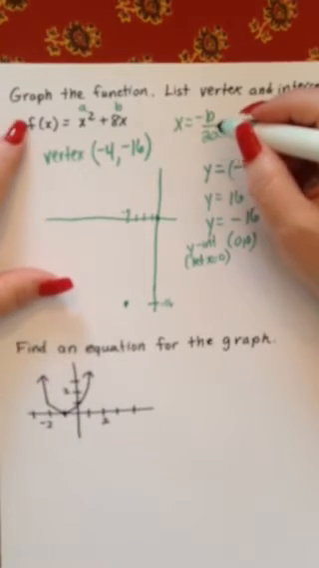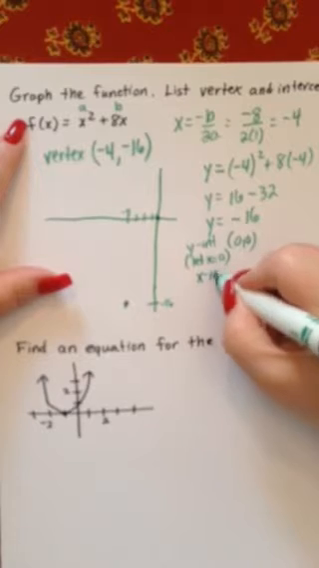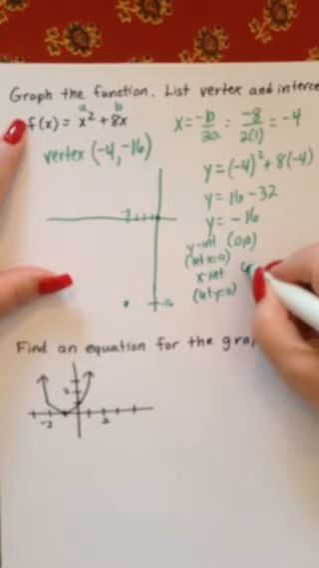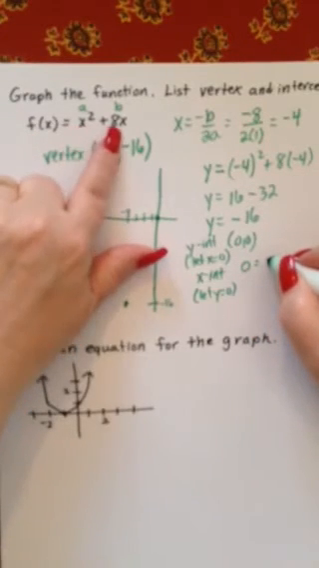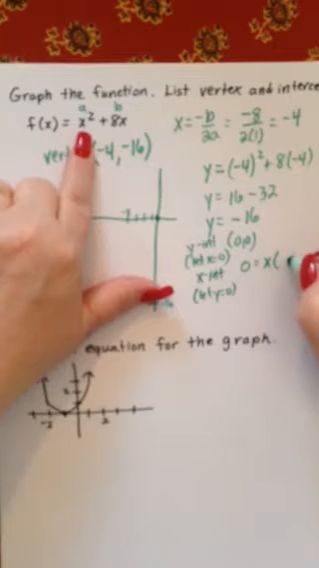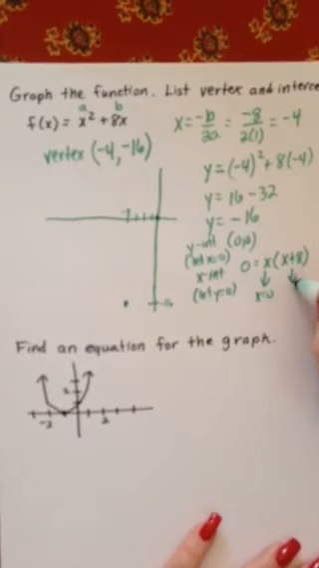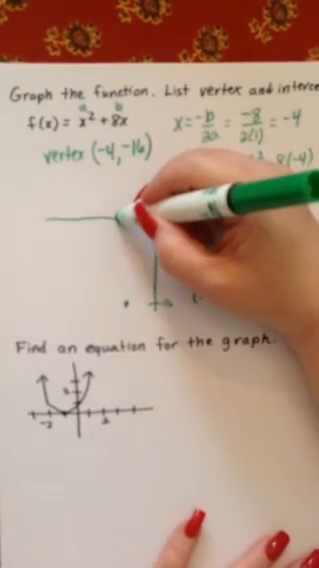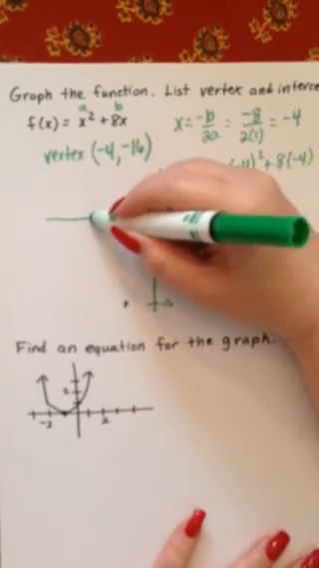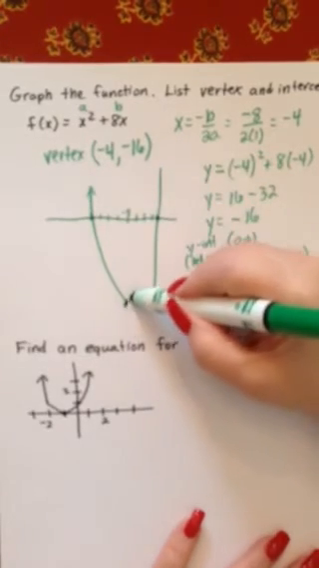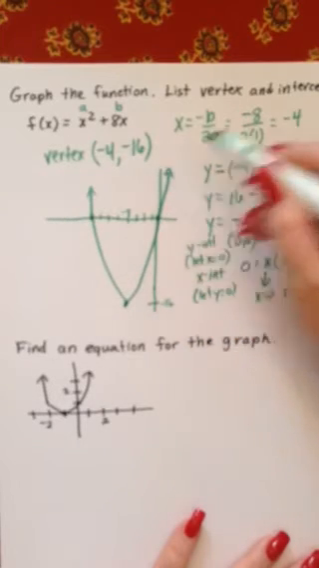To find another, for x-intercepts, you let y be 0. So you'd say 0 is equal to x squared plus 8x, and I could factor out an x. So x times x plus 8. And this would tell me that either x is 0 or x is negative 8. So I know that it'll be at 0 and 1, 2, 3, 4 more over here at negative 8. That's where it crosses the x-axis. So the graph of this is going to look rather like this.